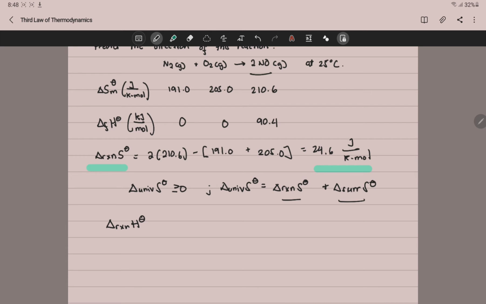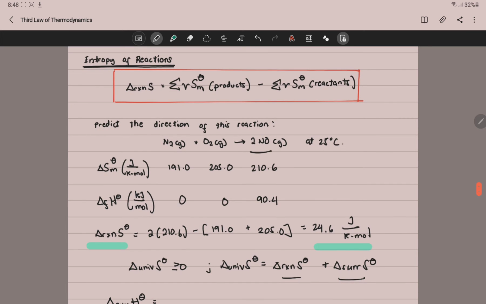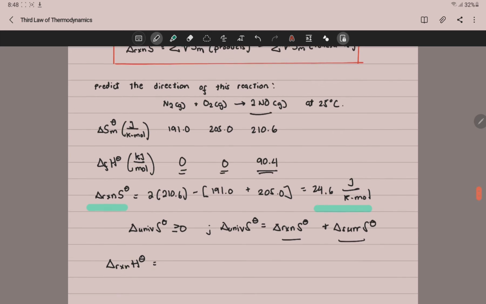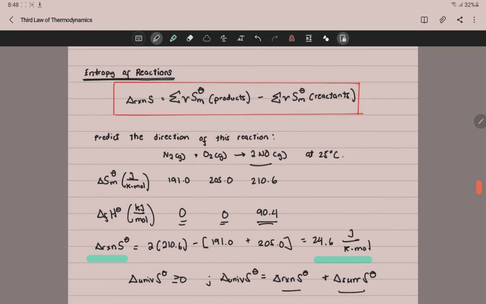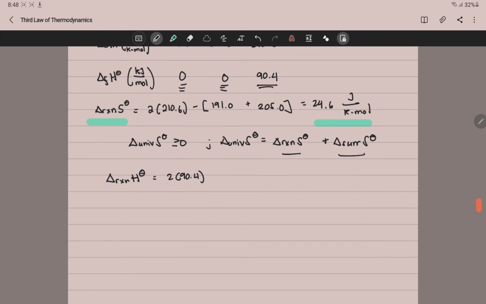Okay, so yung enthalpy of reaction, you just have to refer to these values, right? So we have 90.4 times 2. Now, minus that of your reactants, but these are just 0 in value. So, ang magiging sagot for the enthalpy of reaction is 180.8 kilojoules per mole. Okay, ano ngayon kung meron na tayong enthalpy of reaction?